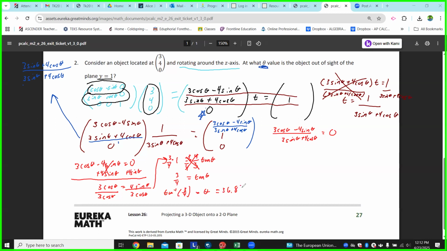36.87 sounds great. We now have theta. To get rid of tan to find theta, I have to take the inverse of the other side. So again, at the very beginning of this problem, I could have simply said, rotate this point around the z-axis at 36.87 degrees. I would then get some numbers. I would probably actually get 0, 4, 0, and then I would multiply by a number to map onto y equals 1. That value would end up being 1/4, and then I would just go from there.